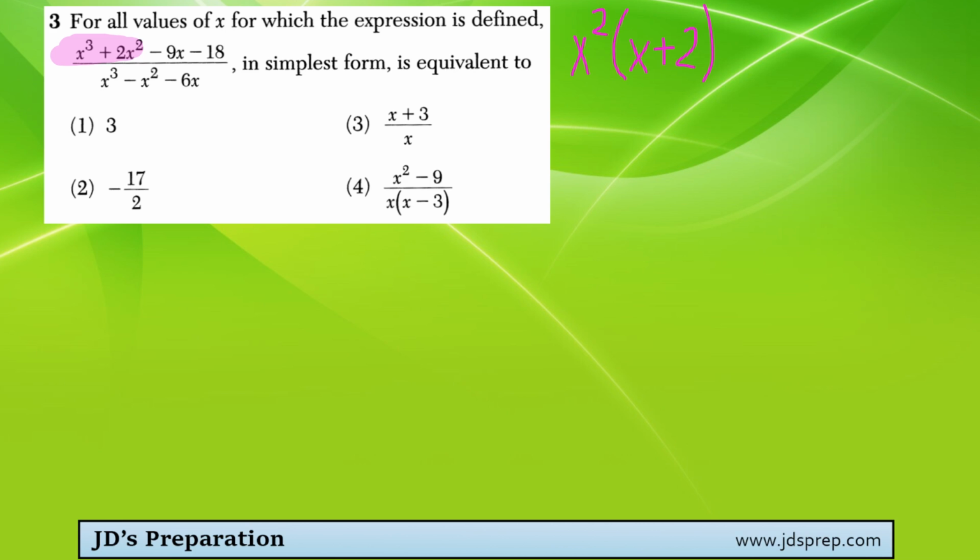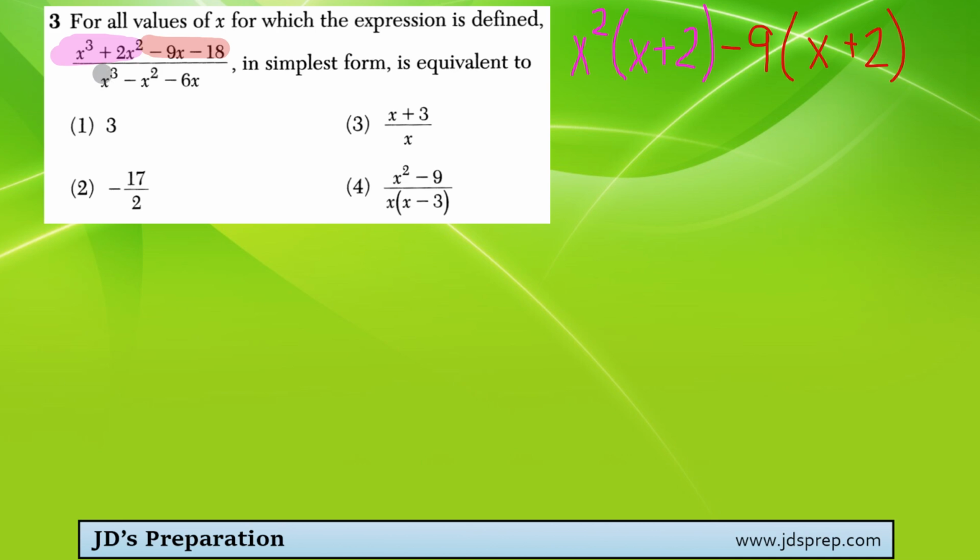Then if we look at minus 9x minus 18, between those 2 terms, we can factor out a 9. So we're going to subtract 9, and we'll be left with x plus 2. And I'll be really careful there that it's plus, because we're really factoring out negative 9.